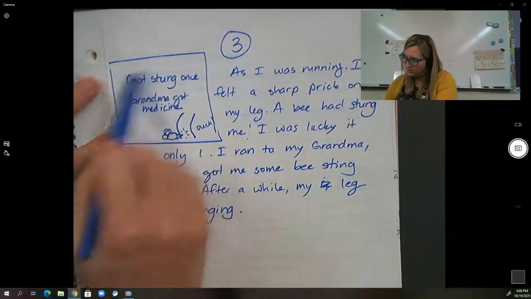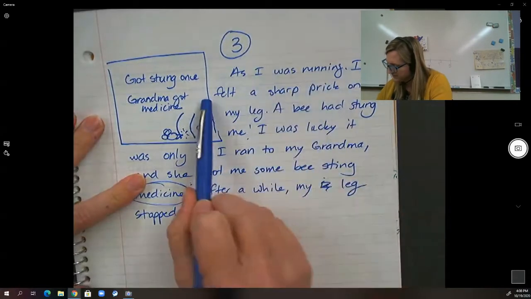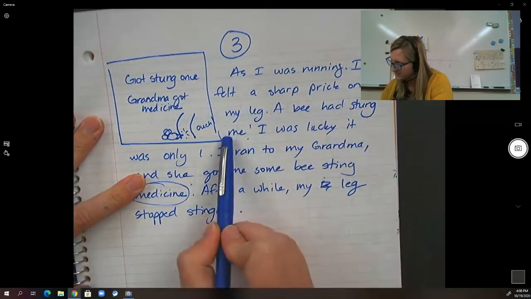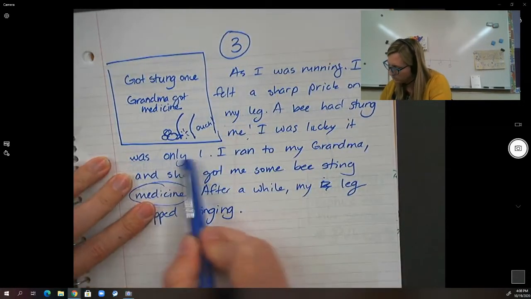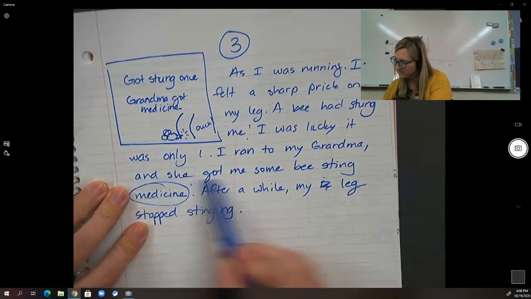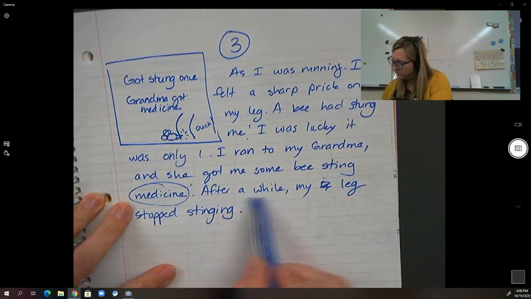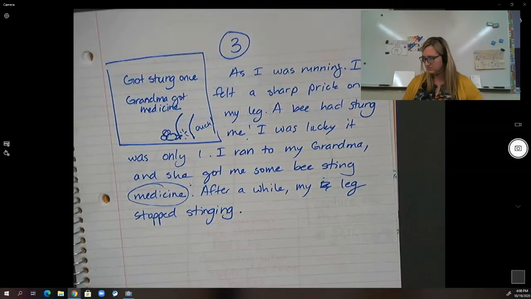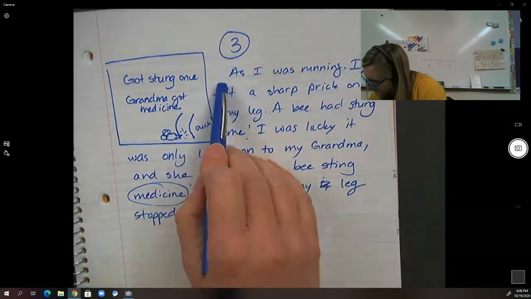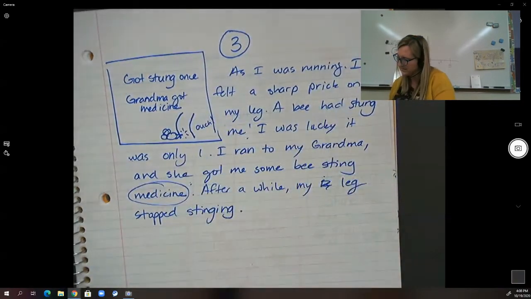Oh, I got stung once. Okay, so let's go. As I was running, I felt a sharp prick on my leg. A bee had stung me. I was lucky it was only one. I ran to my grandma and she got me some bee sting medicine. After a while, my leg stopped stinging. Ooh, okay, so a part that I want to expand on is right up here. As I was running, I felt a sharp prick on my leg.